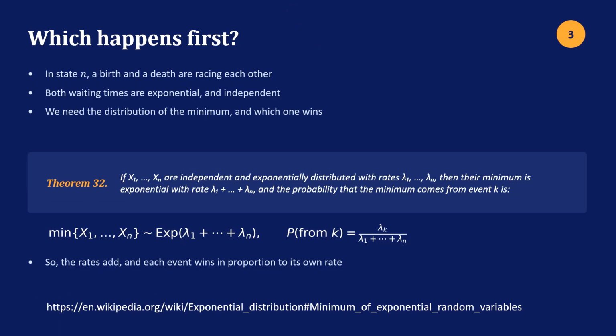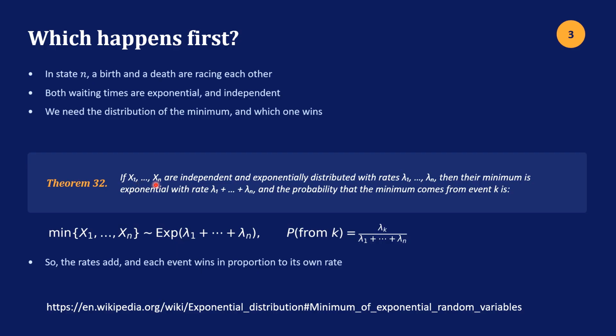A basic question is to ask what's the probability of happening first, a death or a birth. So in state n, a birth and a death are racing each other. Both waiting times are exponential and independent. We need the distribution of the minimum and which one wins. So we have a general theorem here, theorem 32 from my book, and I don't prove it here, but if you go to Wikipedia and look up the exponential distribution and then scroll down to the minimum of exponential random variables, you'll find a derivation of this. But let's read it off.